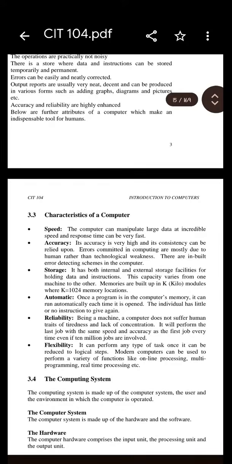Storage. It has both internal and external storage facilities for holding data and information. Yes, we all know this one. You can use a flash drive to store this. You can even use a disk. For example, all these CDs, you can use them to store information, and you insert it into the computer. It's going to show on your screen. Flash drive, you can use it. It's going to show on your screen. So that's another characteristic of a computer. It has both internal and external storage facilities for holding data and instructions.